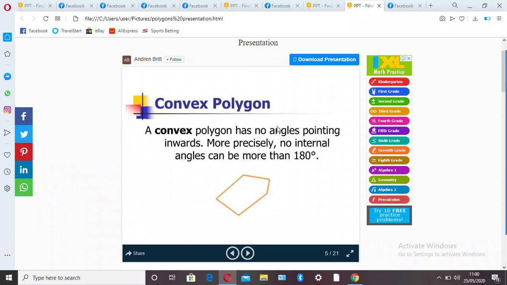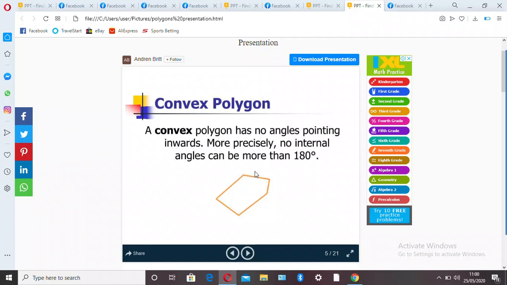What is a convex polygon? A convex polygon has no angles pointing inwards. In the convex polygon, look at this. This is how many sided figure? This is 1, 2, 3, 4, 5. This is a 5-sided figure. So this is a pentagon. A plane shape of 5 sides, 5 different lines joined together, is called a pentagon.